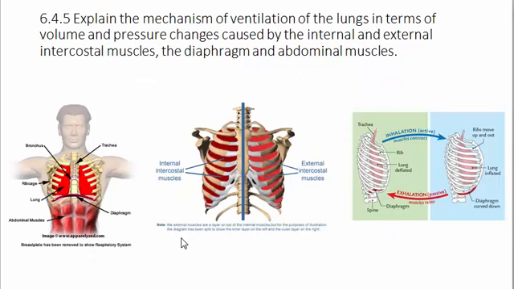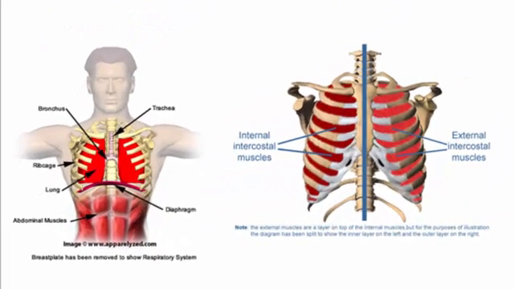And in the last assessment statement, it says, explain the mechanism of ventilation of the lungs in terms of volume and pressure changes caused by the internal and external intercostal muscles, the diaphragm, and abdominal muscles. You can see from the two images on the left where the three sets of muscles are located. The abdominal muscles are located below your ribs. The diaphragm is located directly below the lungs and below your ribs. And the internal and external intercostal muscles are located around the ribs. The internal ones are located just inside the ribs, and the external ones are located just outside the ribs.